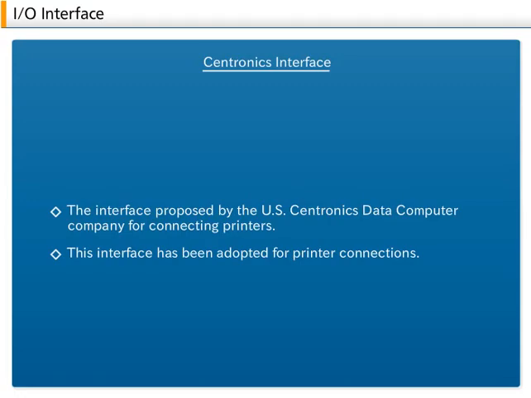Two, Centronics interface. The interface proposed by the U.S. Centronics Data Computer Company for the simultaneous parallel transmission of 8 bits for connecting printers. Almost all computers have adopted this interface for connecting printers, but it is fading away.